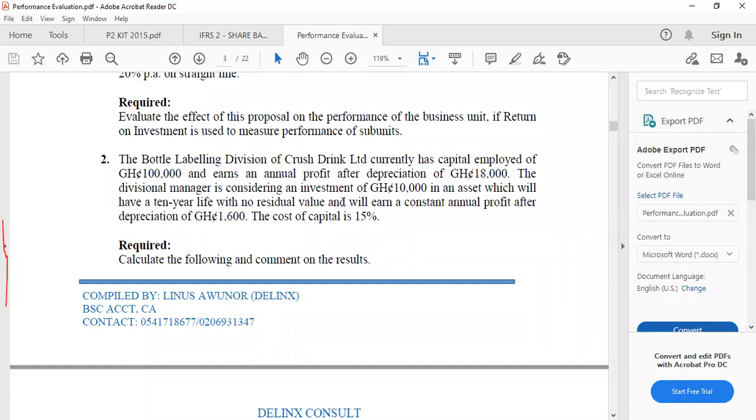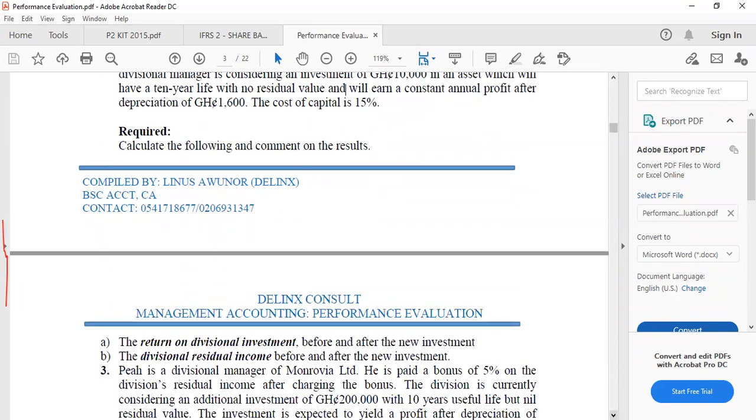The bottle labeling division of Crush Drink Limited currently has capital employed of 100,000 Ghana cedis and earns an annual profit after depreciation of 18,000 Ghana cedis. The divisional manager is considering an investment of 10,000 Ghana cedis in an asset which will have a 10-year life with no residual value and will earn a constant annual profit after depreciation of 1,600. The cost of capital is 15%.